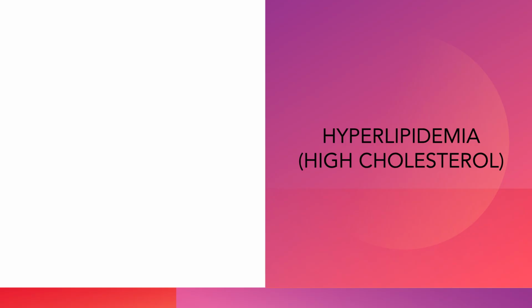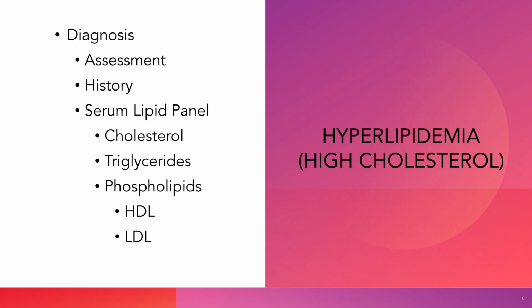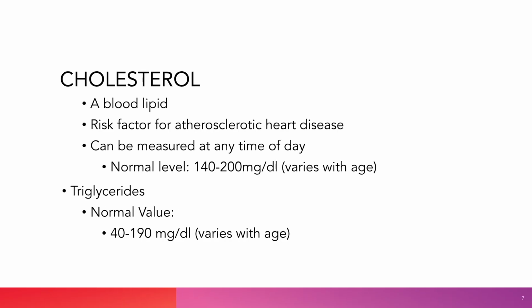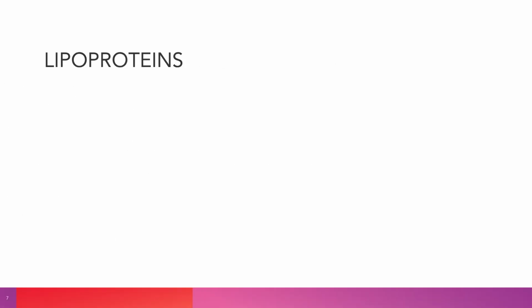Hyperlipidemia, or high cholesterol, is diagnosed through assessment, history, and a serum lipid panel. This panel measures total cholesterol, triglycerides, and phospholipids, including high-density lipoprotein, HDL, and low-density lipoprotein, LDL. Cholesterol, a blood lipid, is a risk factor for atherosclerotic heart disease. The normal level is 140 to 200 milligrams per deciliter, varying with age. Triglycerides, a mixture of fatty acids, have a normal range of 40 to 190 milligrams per deciliter.